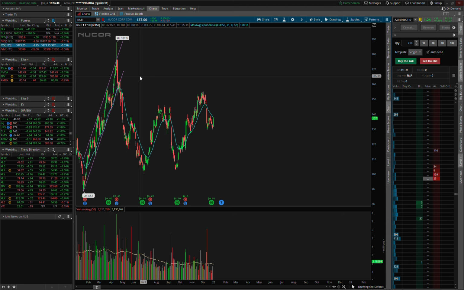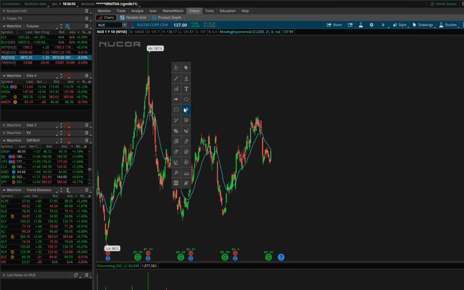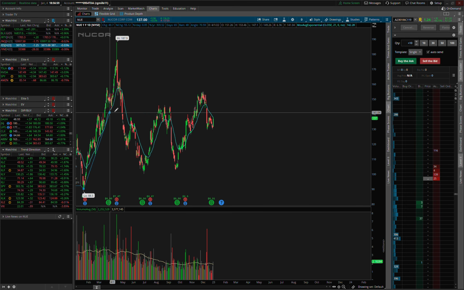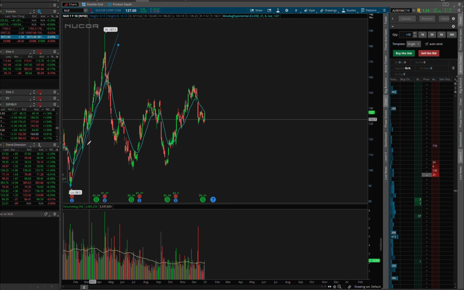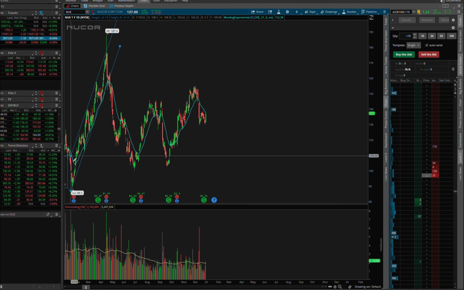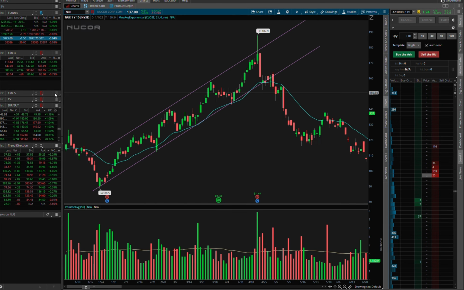So I want to start off with NUE, ticker symbol. As you can see, I already have my trend line drawn. I'm going to erase it and just redraw it again. But what I usually use is a channel, makes it a lot easier. Identify the trend. And as you can see, it fits perfectly, right?